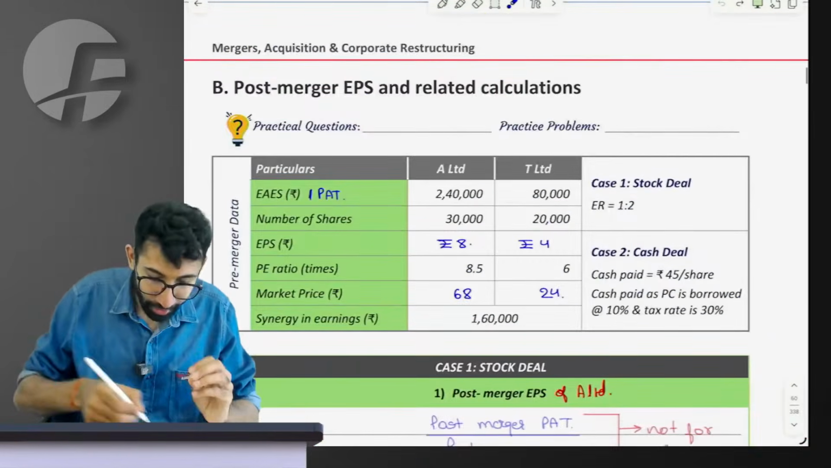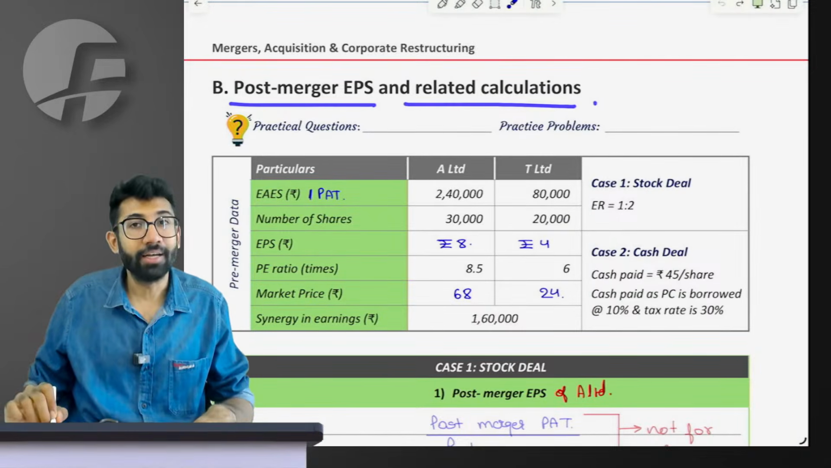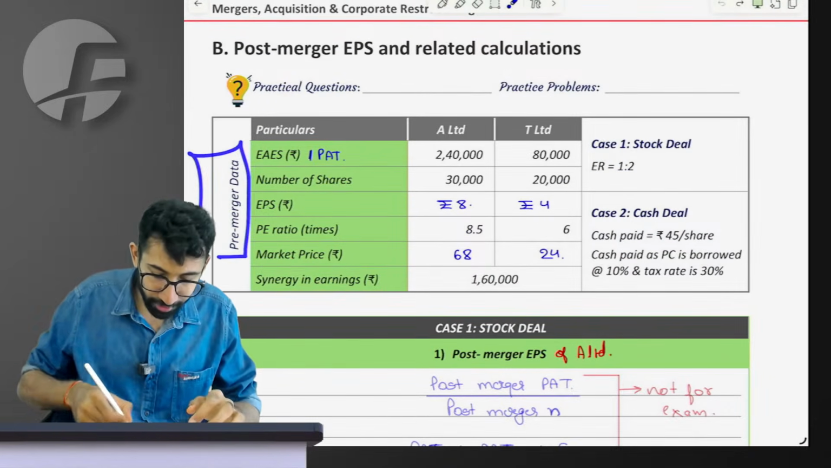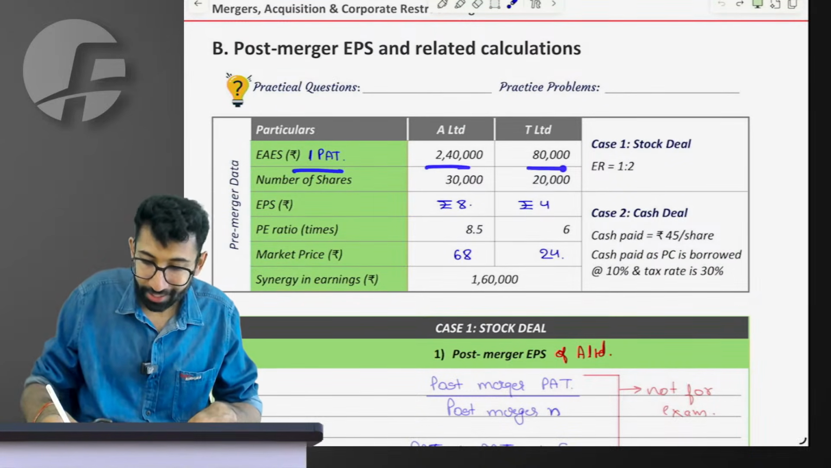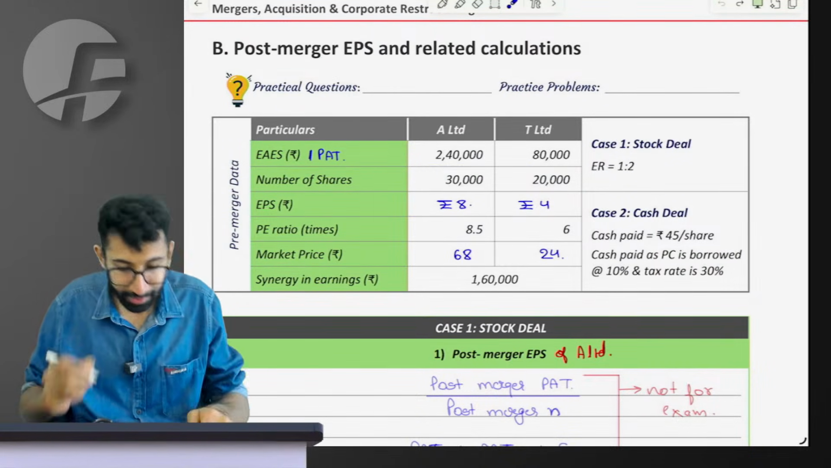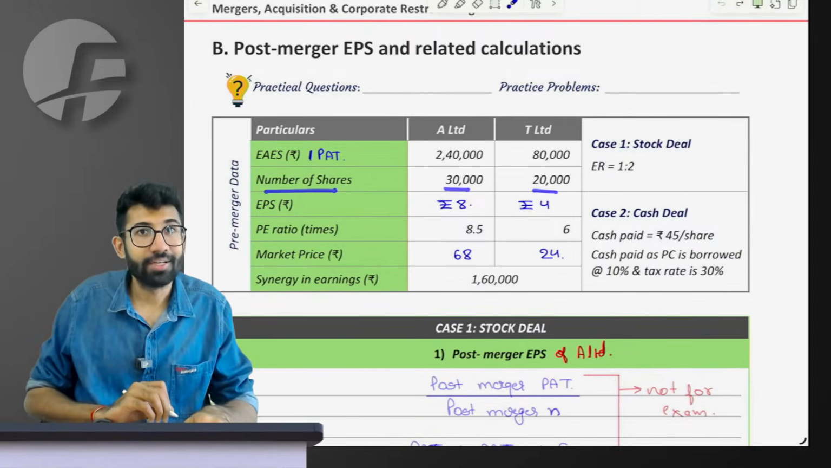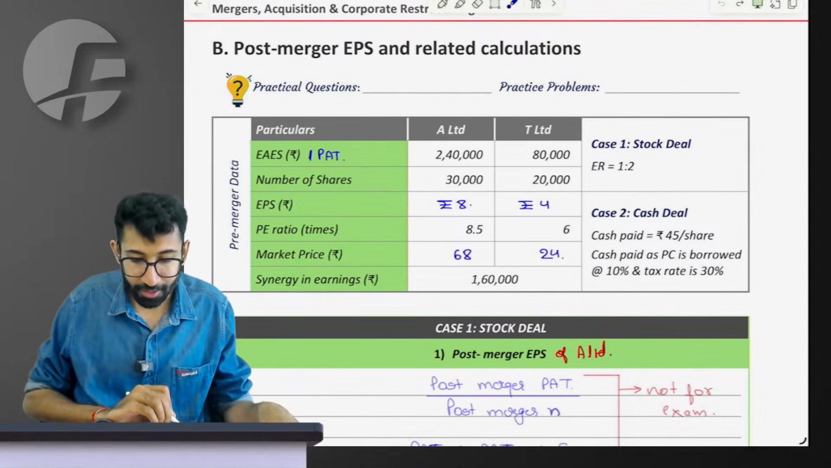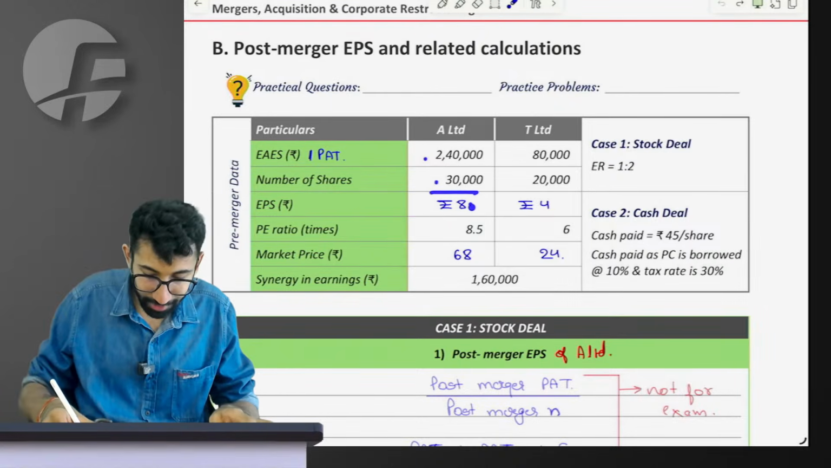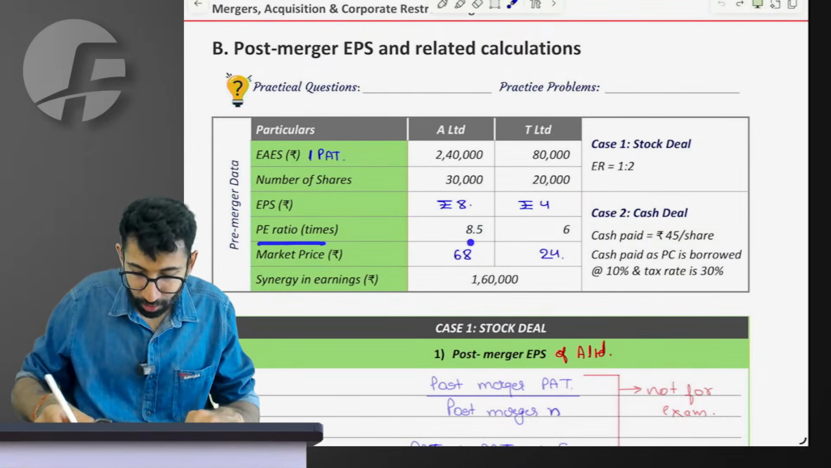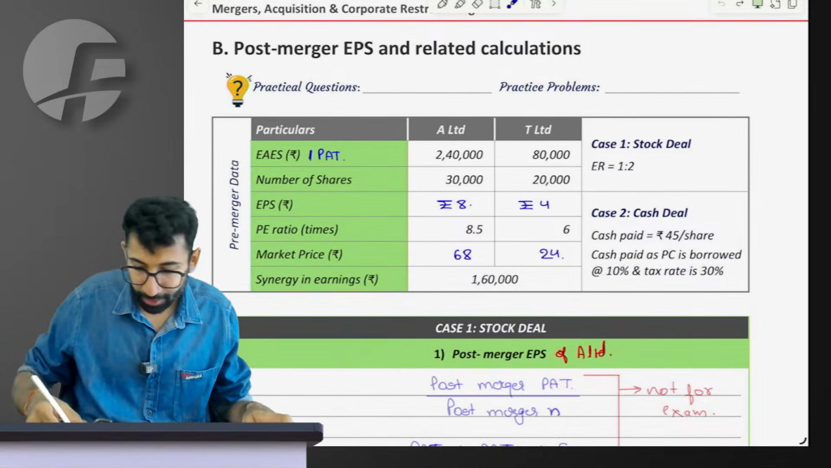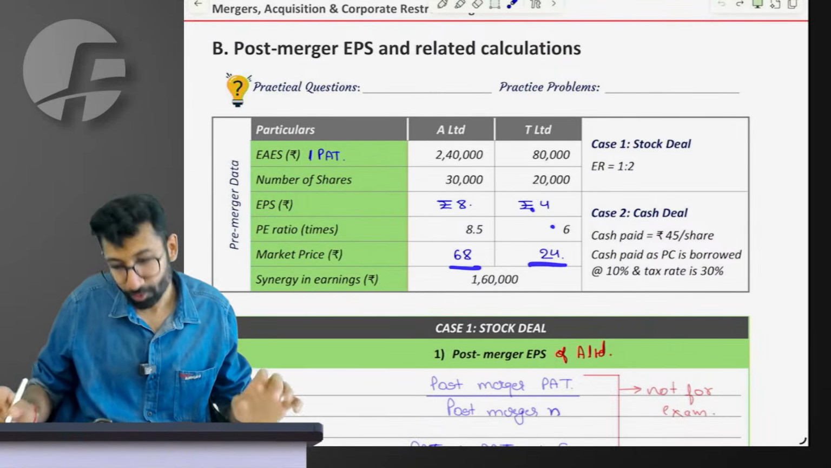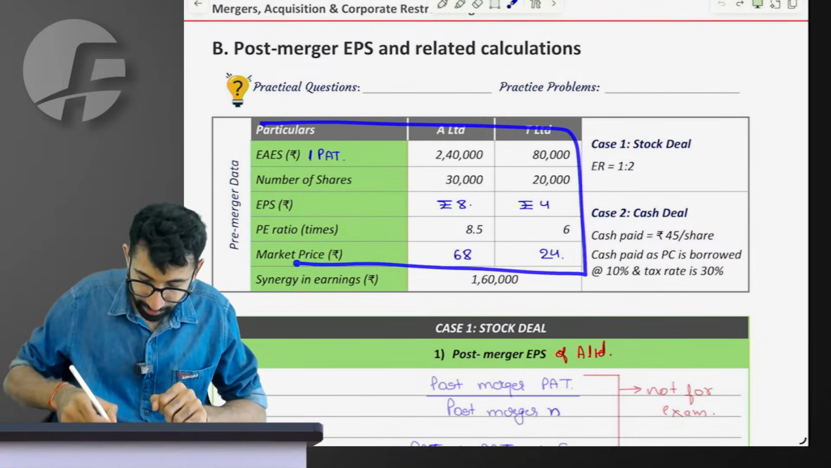Sir, let's start to calculate the post-merger EPS and related calculation. So let's first look at what pre-merger data has been given. There are two companies, A and T. The PAT of the companies is 240 and 80, no preference, so that becomes EAS. The number of shares is 30,000 and 20,000. Accordingly, the pre-merger EPS: 2,40,000 divided by 30,000 is 8, and 80,000 divided by 20,000 is 4. The P/E ratio is 8.5 and 6, and accordingly the market price is 8 into 8.5 becomes 68 and 6 into 4 becomes 24. This is the pre-merger data given to you.